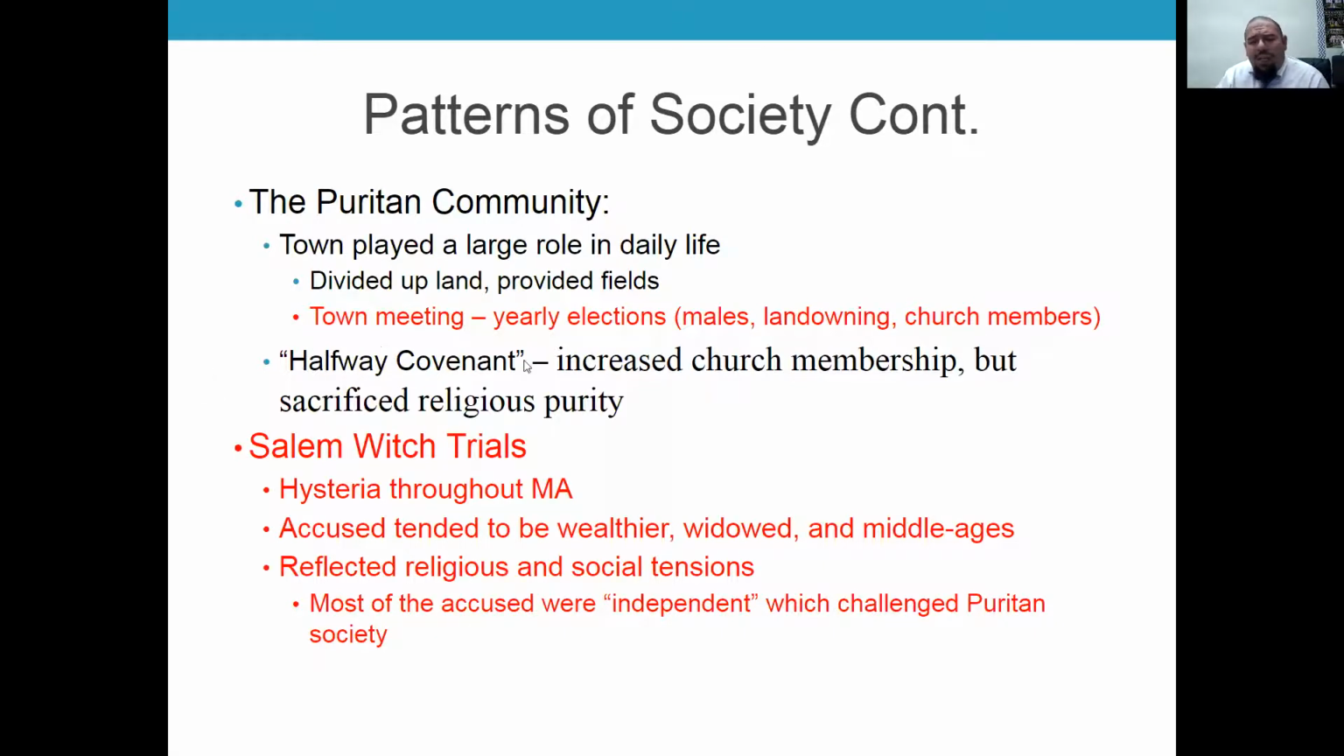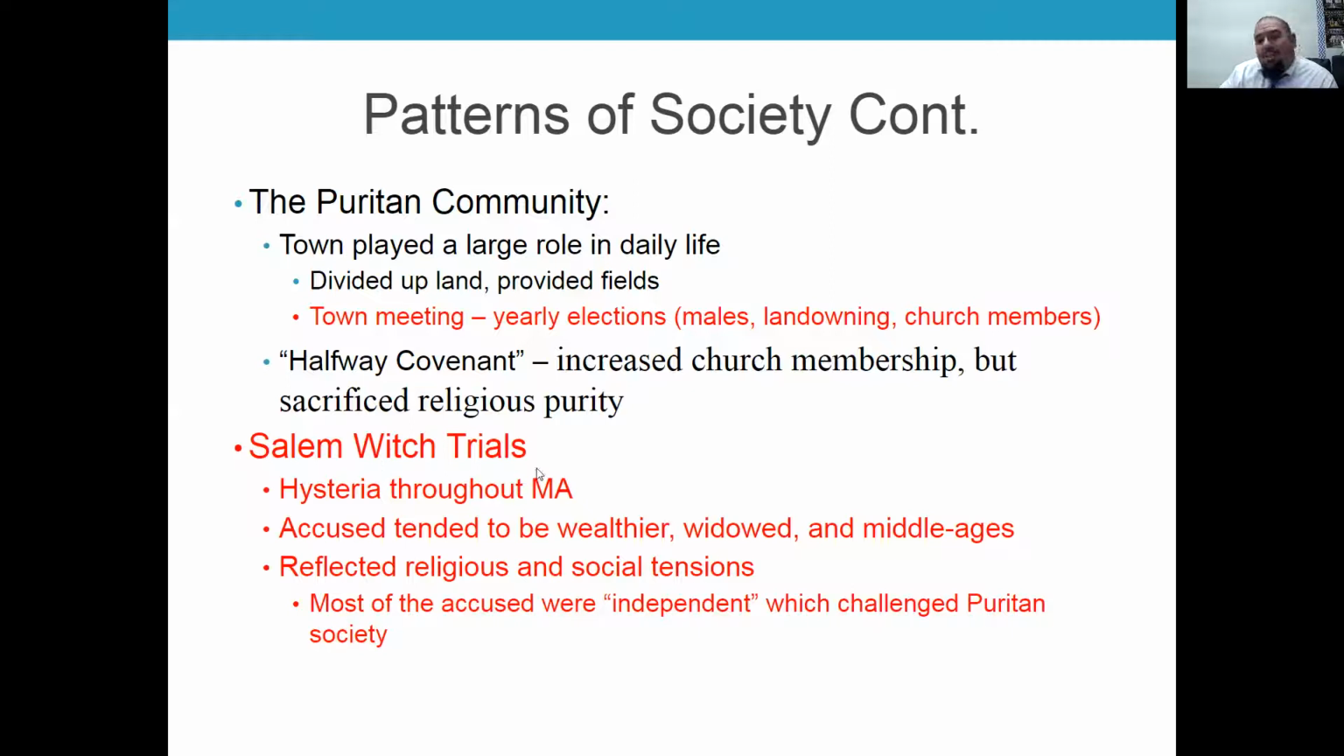You have this thing called the Halfway Covenant, which your book doesn't really describe. And that is a way to increase church membership because not that many people were going to church. So a way that they would go is, they would offer this halfway covenant where they could gain church membership, but not have as many rights as, say, full members, full church leaders. So they sacrificed their religious purity for it.